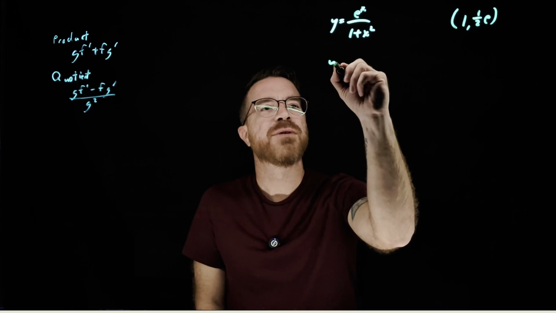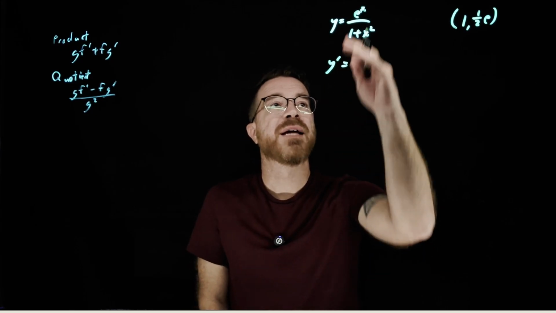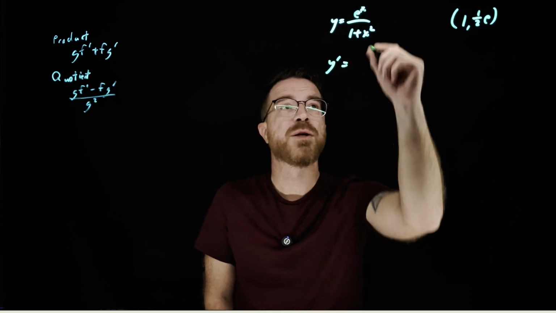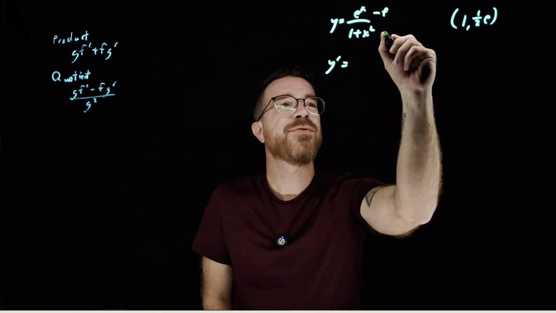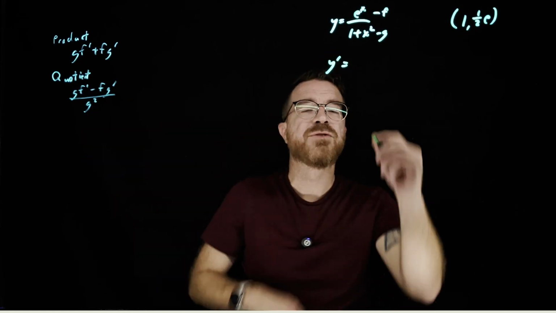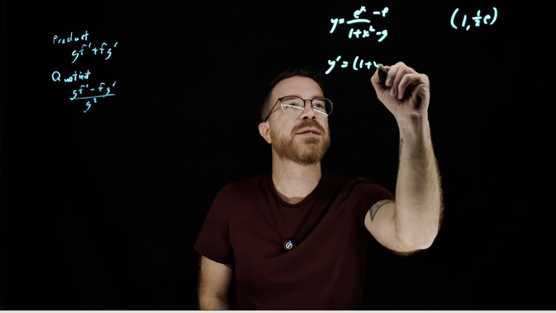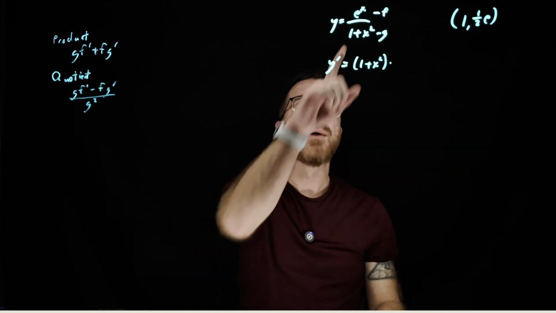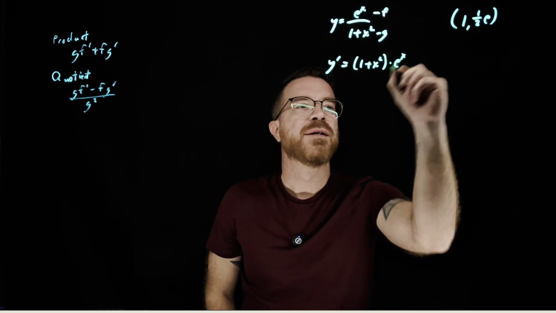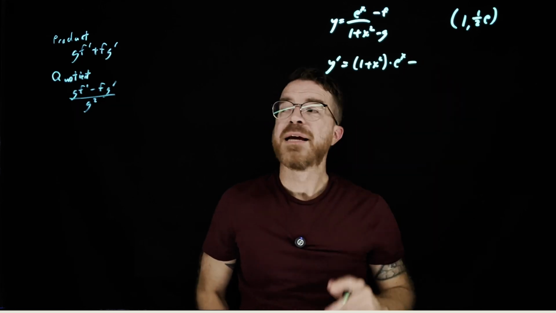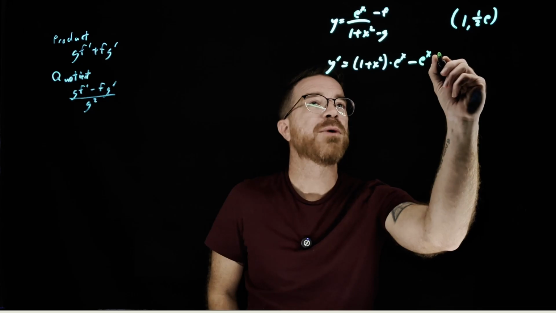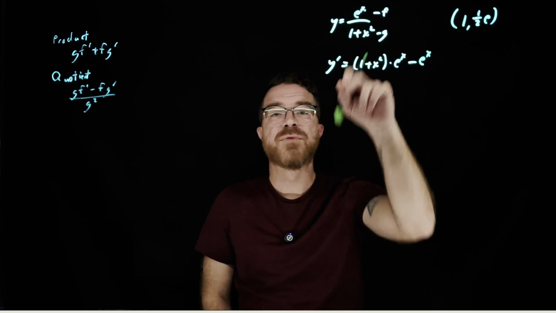So to find our derivative, y prime, because this is e to the x divided by 1 plus x squared, we know this is going to be the quotient rule, where e to the x is f and 1 plus x squared is our g. So we're going to leave g alone, so this is going to be 1 plus x squared times the derivative of e to the x. The derivative of e to the x is just e to the x, minus. Now we're going to leave f alone, so this is again going to be e to the x.